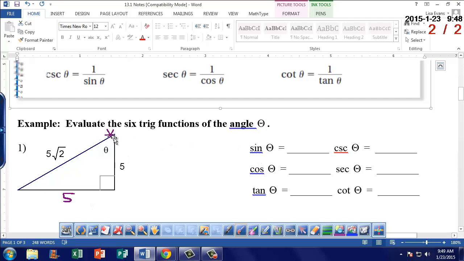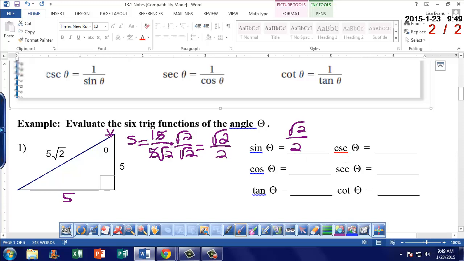Sine of theta. I'm going to start at theta, and I'm going to do opposite, which is 5, over the hypotenuse, which is 5 root 2. Now I can see that the 5s are going to cancel. That leaves a 1 on top. You can't leave a root 2 in the denominator, so we're going to go ahead and multiply the numerator and denominator by root 2. When I do that, I get root 2 over 2, and that's as simplified as it can get, so my ratio for the sine is root 2 over 2.